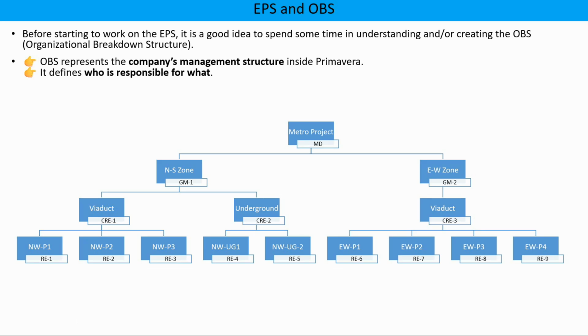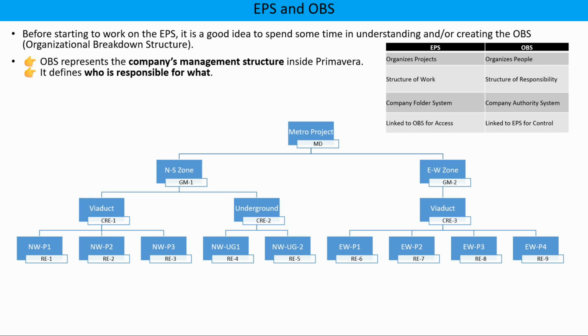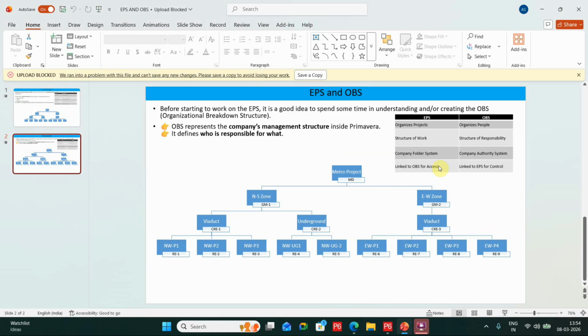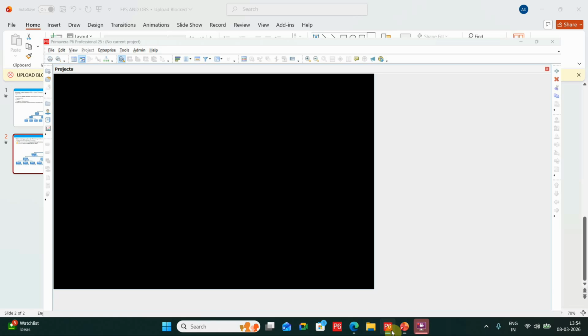There is some basic difference between organization breakdown structure and enterprise project structure. Basically, EPS organizes your projects, whereas OBS organizes the people. EPS is a structure of work, and OBS is the structure of responsibility. EPS works as a company folder system. OBS is a company authority system. It is linked to OBS for access, and it is linked to EPS for project control. So we will go to Primavera and learn how to create an OBS.